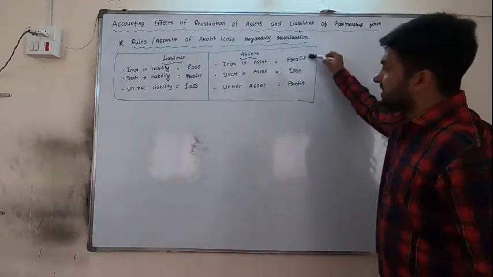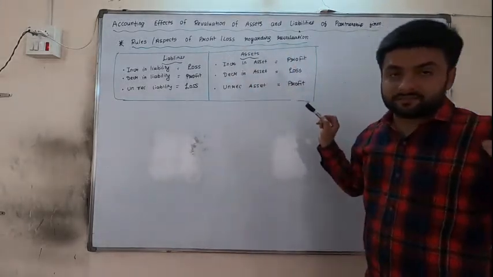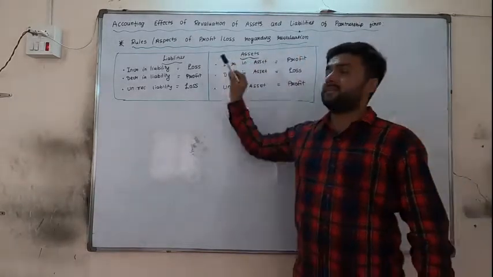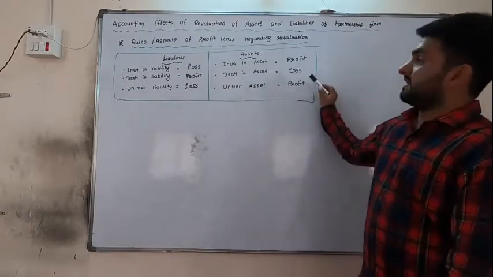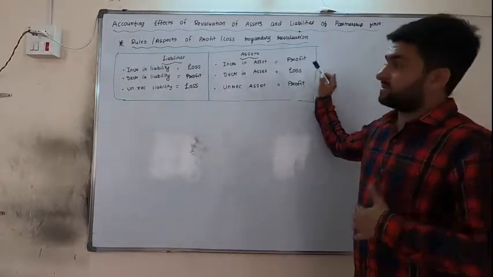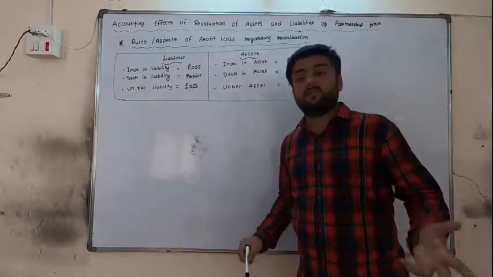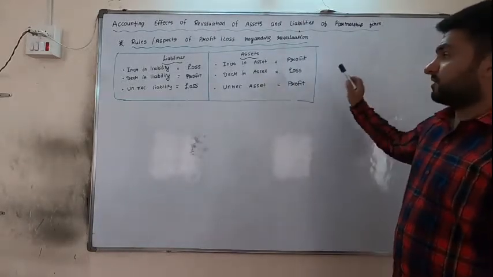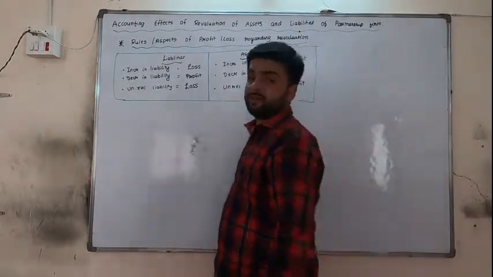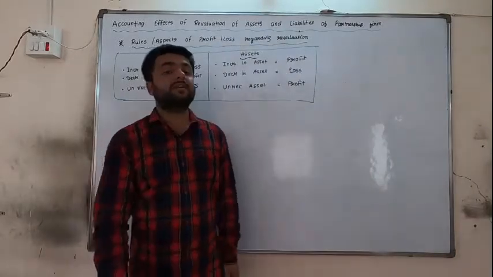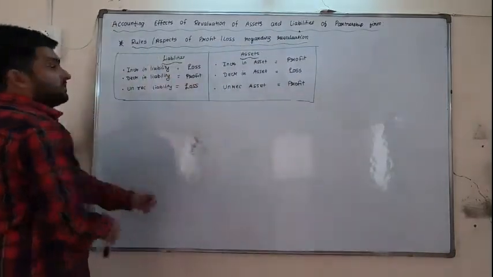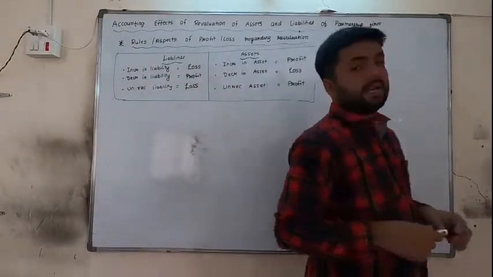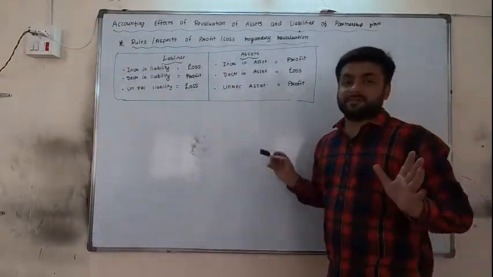If you know one thing, you can know all the things. Any asset increasing is profit, any liability increasing is loss. Any asset decreasing is loss for us. Any liability decreasing is good for us, that is profit. Any unrecorded asset brought in is our profit. For unrecorded liability we have to pay additional, that is our loss. So these are the rules when revaluing assets or liabilities.